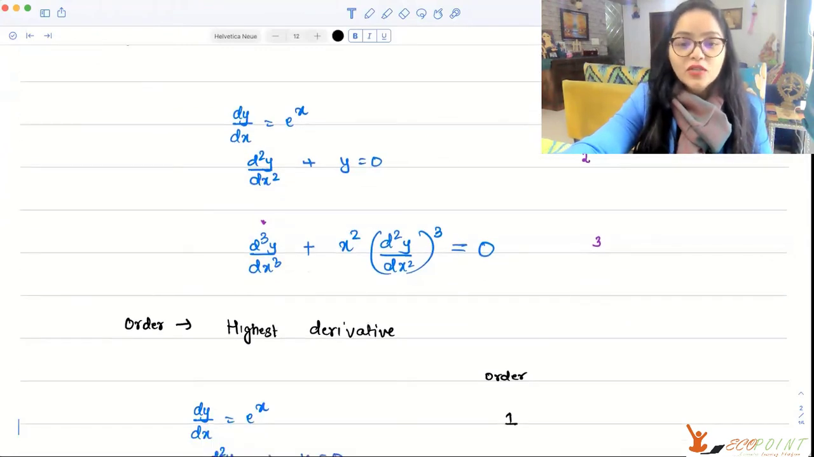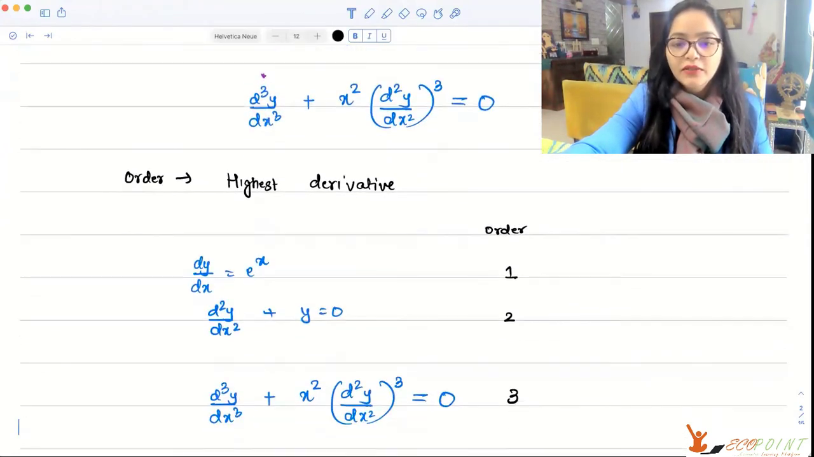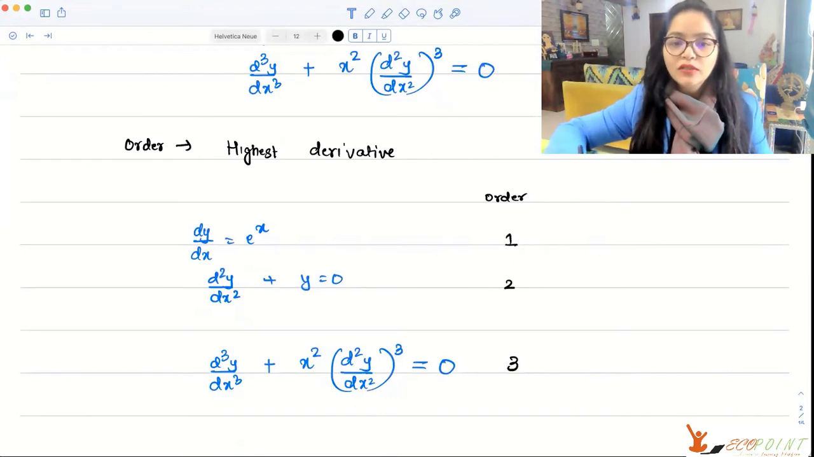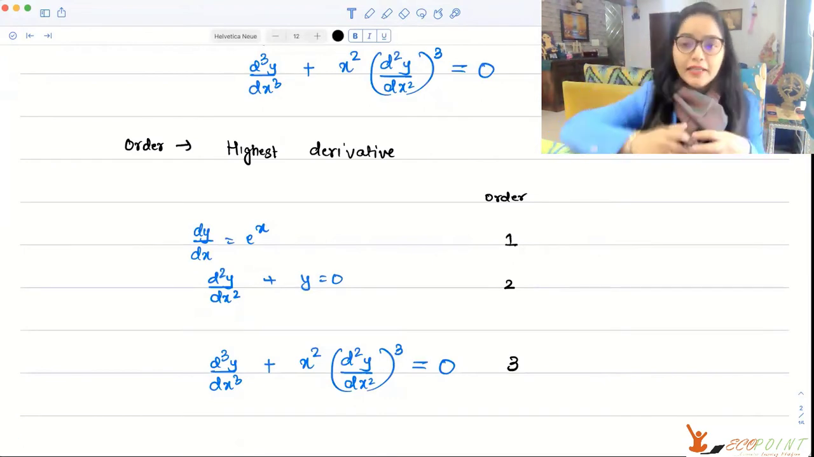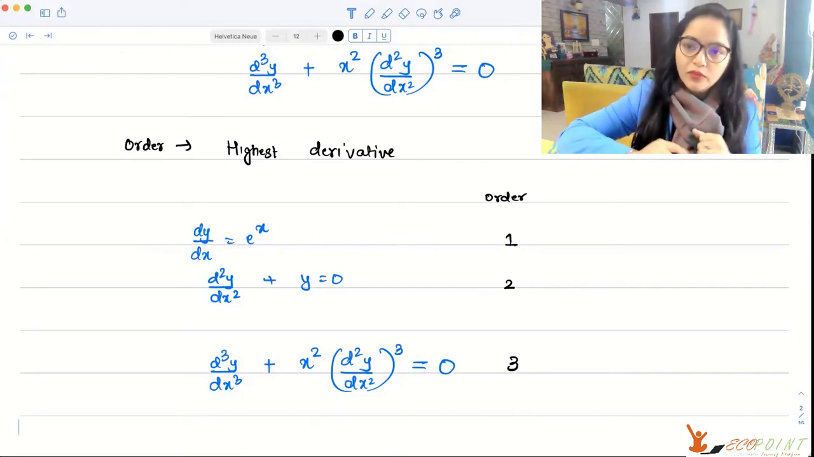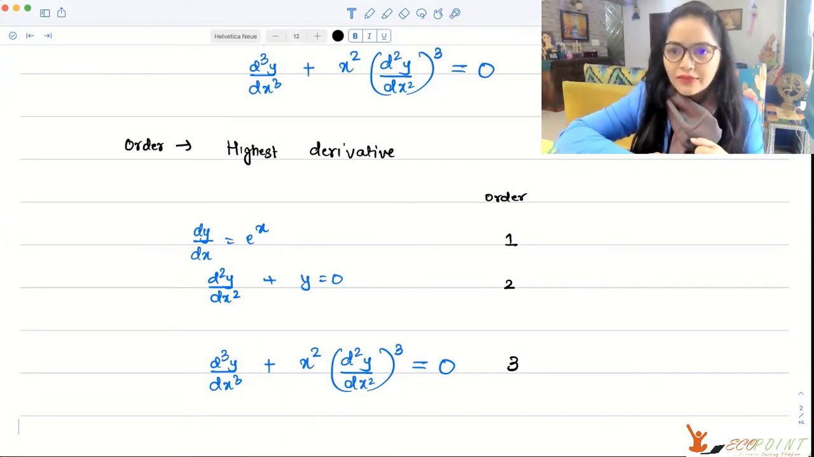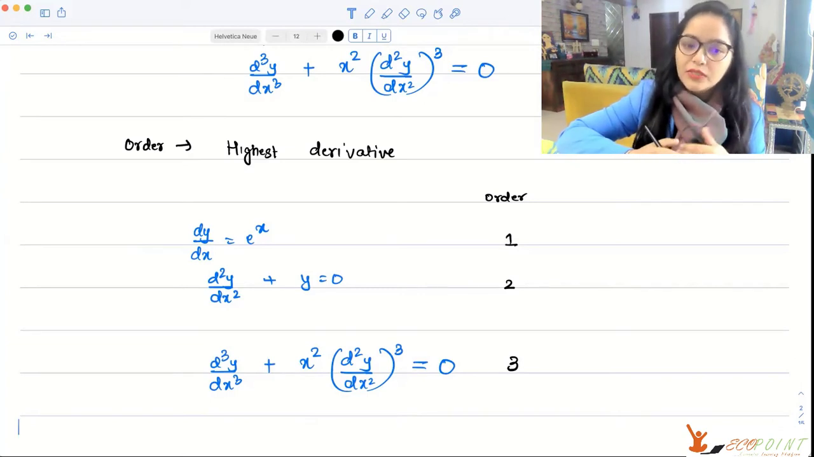There's another very interesting thing. So clearly here, as I mentioned, the order would be 1, 2, 3 respectively, and the reason is the highest derivative in the equation. In the first equation, the highest derivative was just dy by dx. Second, it was d2y upon dx squared. Third, it was d cube y upon dx cube.